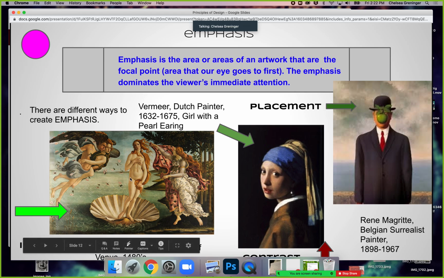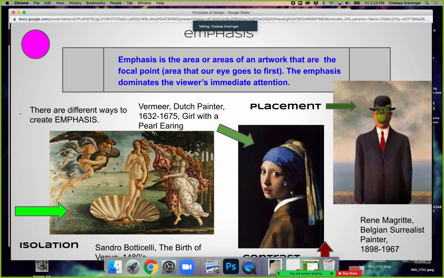So an example of emphasis is this famous painting by Botticelli. It's called The Birth of Venus, and we really look to her first because she's isolated and she's in the center and she's in this beautiful seashell. And all of the other characters and figures are sort of floating towards her.